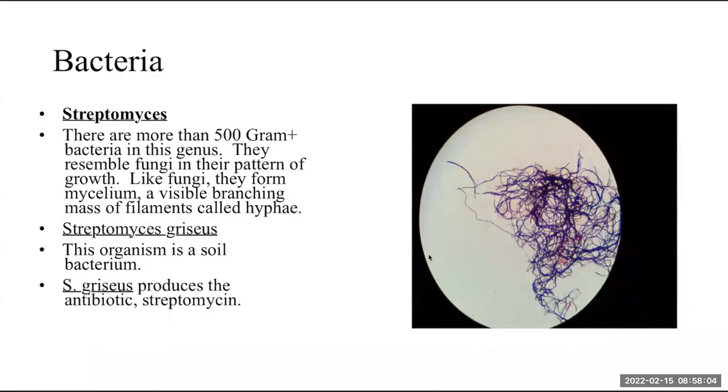So we're going to be looking at a variety of different types of bacteria. One example is the Streptomyces. There are more than 500 different species of this gram-positive bacteria.